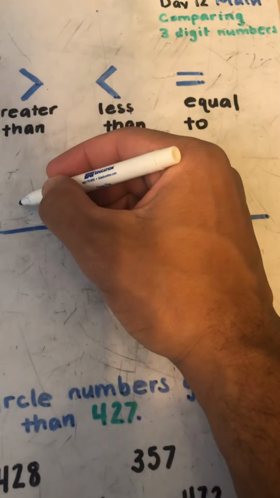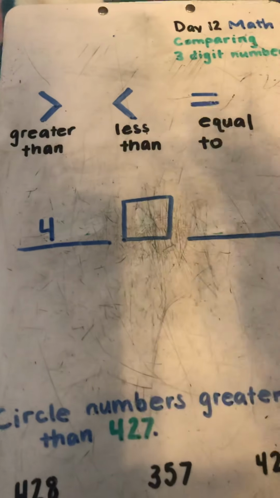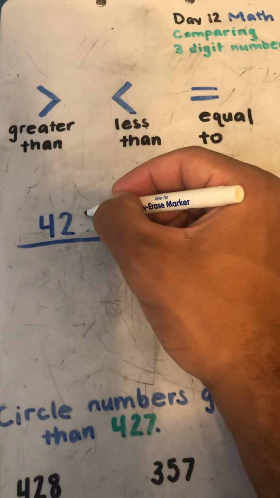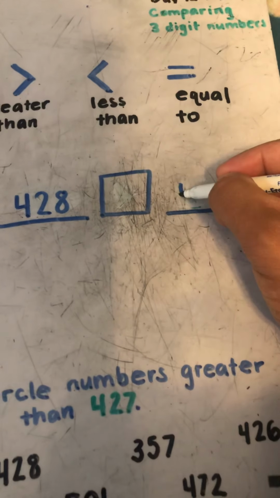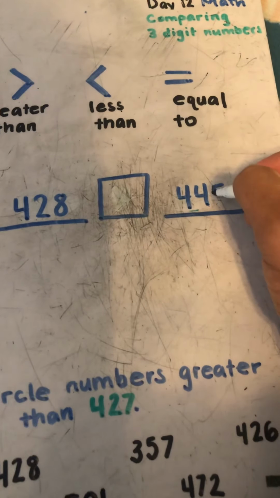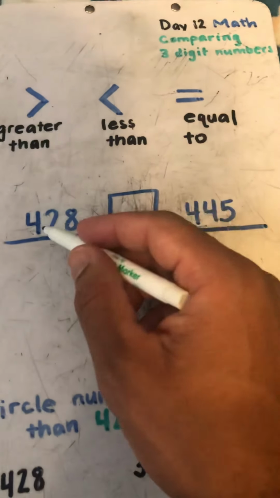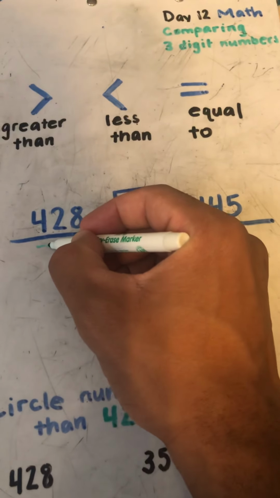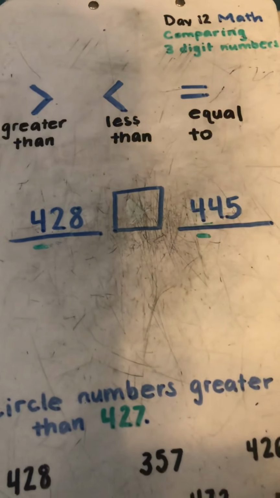Here we go. So now I'm going to look at 400. And in this case, let's say 428. And I'm going to compare it to 445. Okay, so just like I did last time, again, I'm going to compare my two values. I'm going to look at starting numbers. They both start with their hundreds values. They both have 4 hundreds. So that's the same so far.